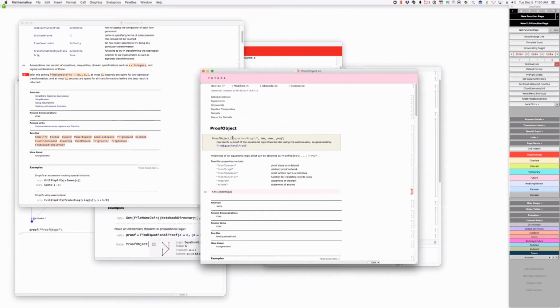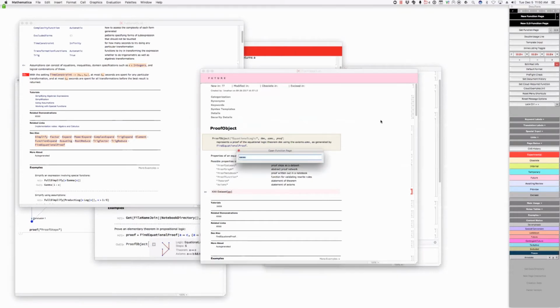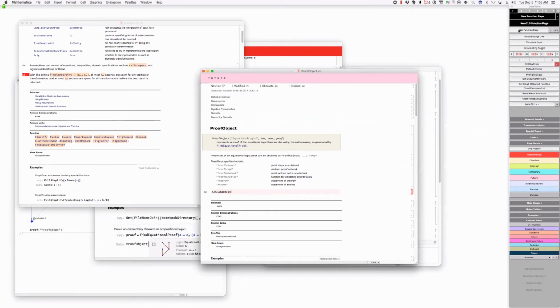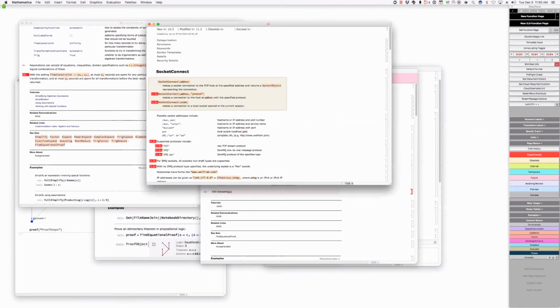Why aren't we just showing an opaque thing for the actual innards of the proof object? Analogous to what we do with, let's say, SocketObject as an obscure example, except I'm even wrong that it exists. Just something where we have an opaque object.